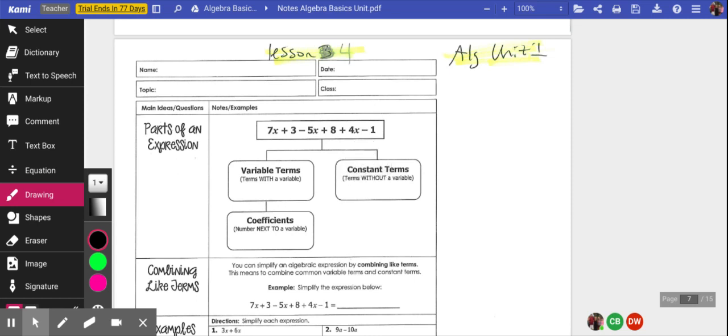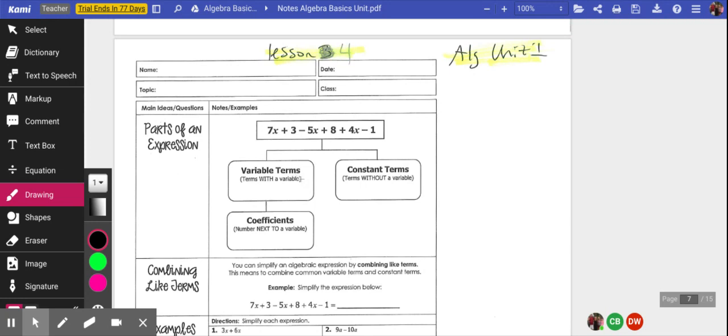Okay, lesson 4 is on combining like terms, or sometimes it's just called simplifying. So if you remember parts of an expression, all of these different things between the plus and minuses are just called terms. So like here we'd have 1, 2, 3, 4, 5, 6 terms.